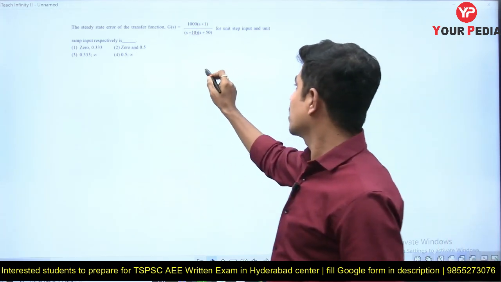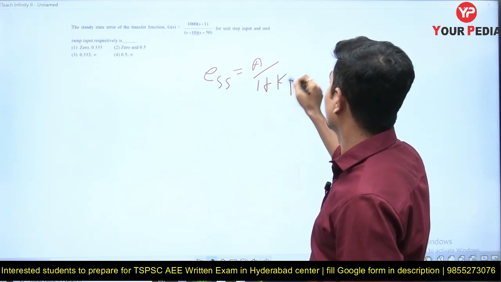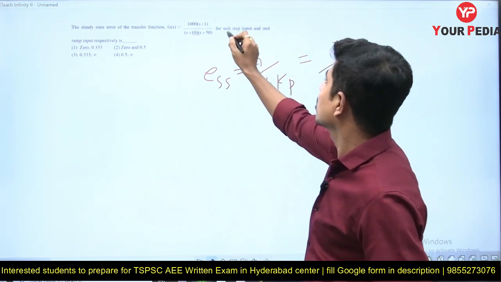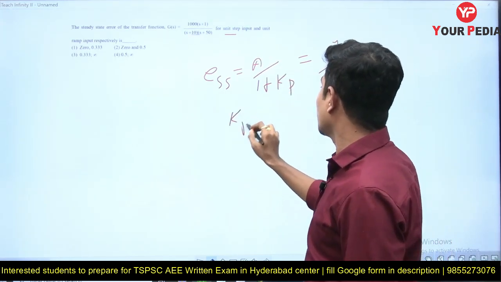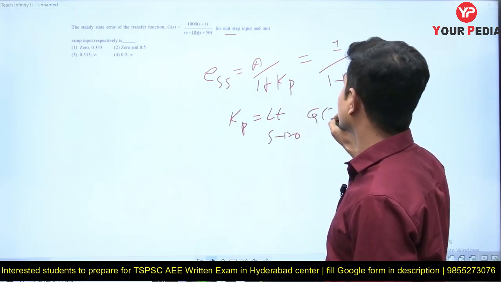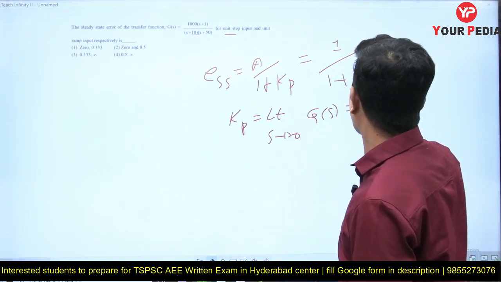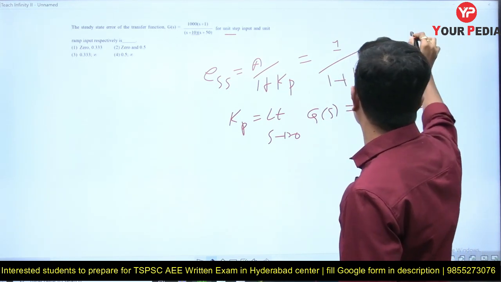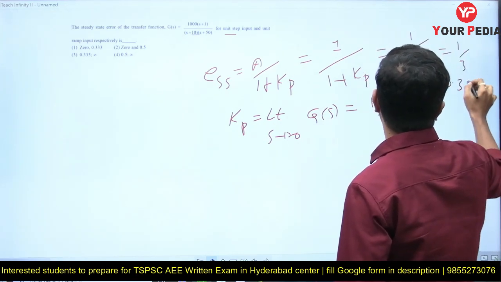So ESS is equal to A by 1 plus KP for step input. A is the magnitude of the step. How much is it? 1. Why? Because he mentioned it as unit step. What is KP? KP is equal to limit S tends to 0 of G of S into H of S, anyhow H of S is equal to 1. If you do that, you're going to get 1000 by 500, that is equal to 2. If you substitute that in this one, 1 by 1 plus 2, how much is it? 1 by 3, that is equal to 0.333.